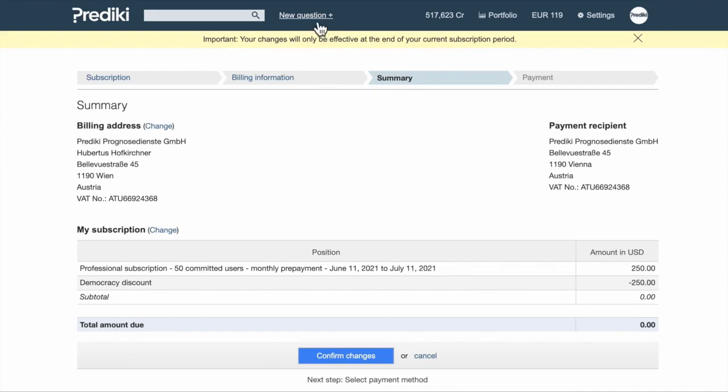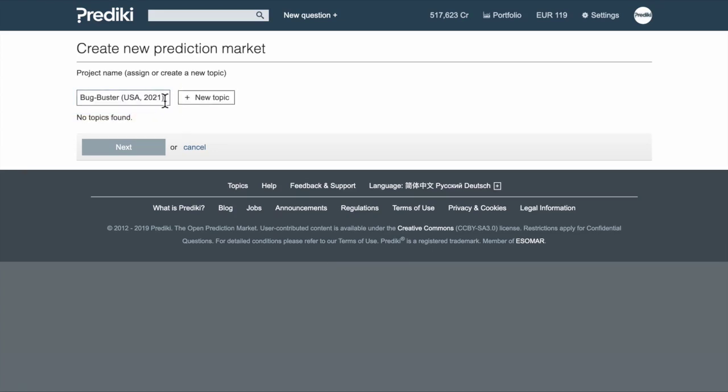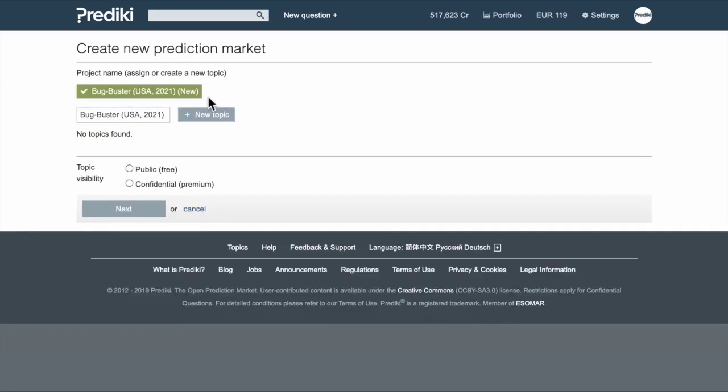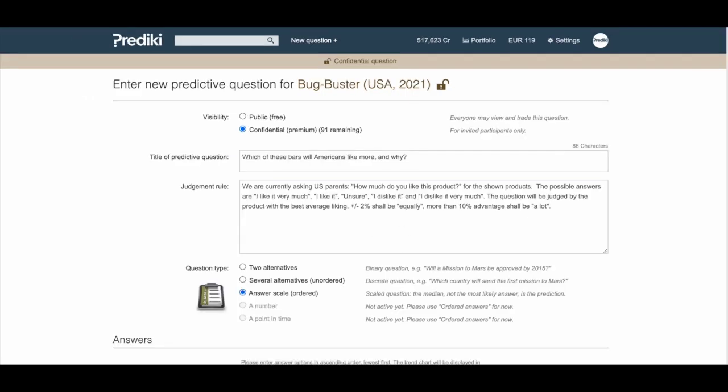And start entering the first question. The system first wants to know what our project is called, and I'm going to call this Bugbuster in the United States for 2021, and I make this a new topic, and I make sure this is a confidential topic so that our competition doesn't know the fantastic new granola bar which we're planning. And off we go, and we can enter the first question.